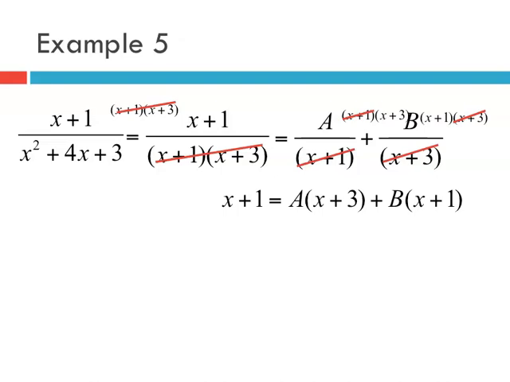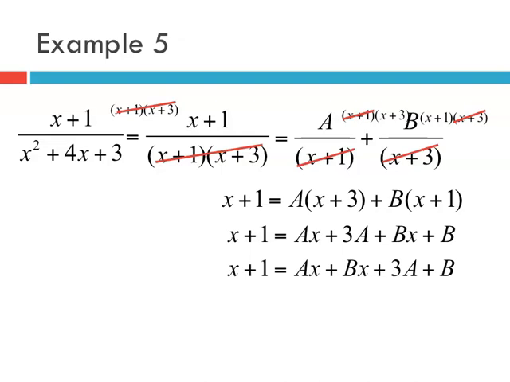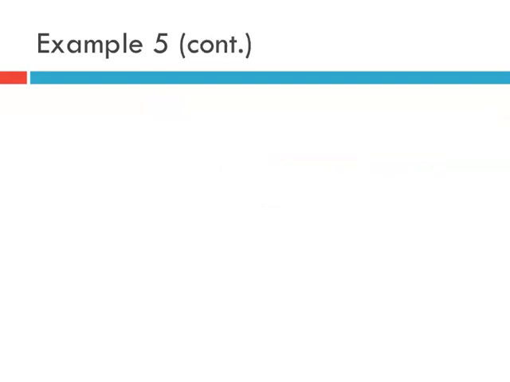We'll distribute, so we have ax plus 3a plus bx plus b. Put like terms together, so the ax plus bx and then the 3a plus b. Factor out the x, and then let's match up the like things on either side. So 3a plus b corresponds to the 1. A plus b corresponds to, well, this is really an implied coefficient of 1. So those are my 2 equations. So 3a plus b equals 1 and a plus b equals 1. I have a system of 2 equations, 2 variables.